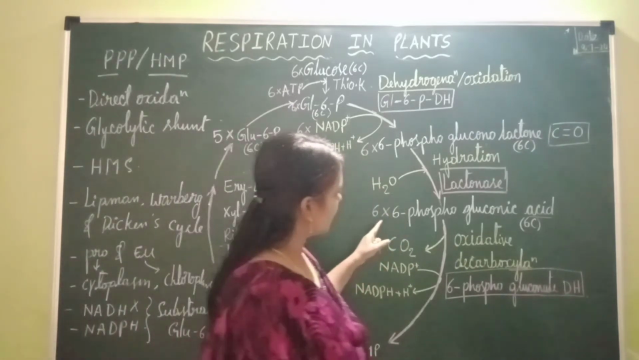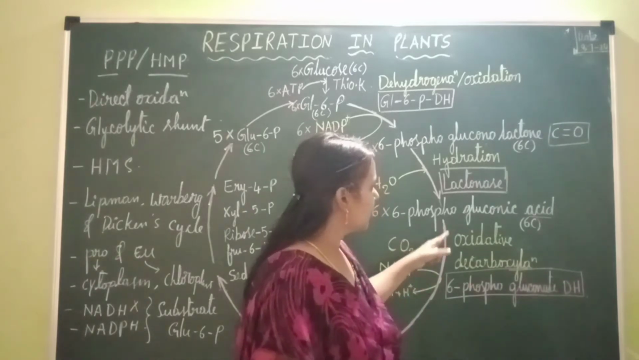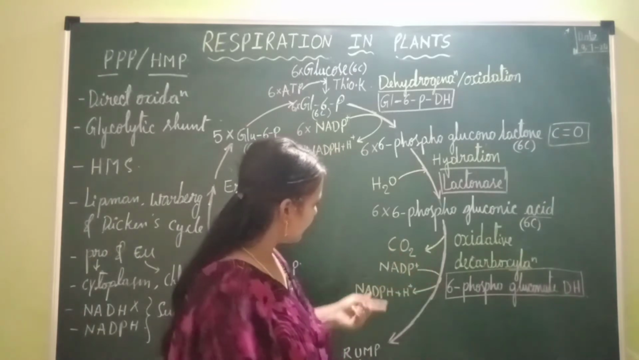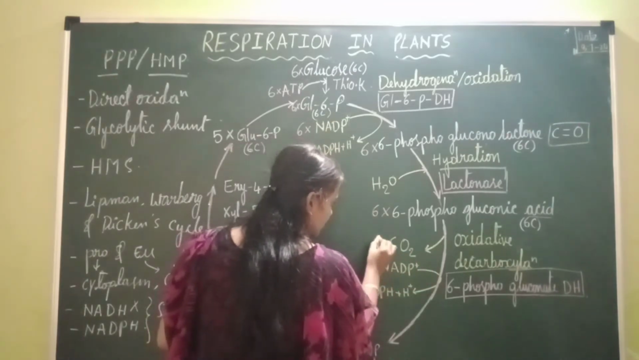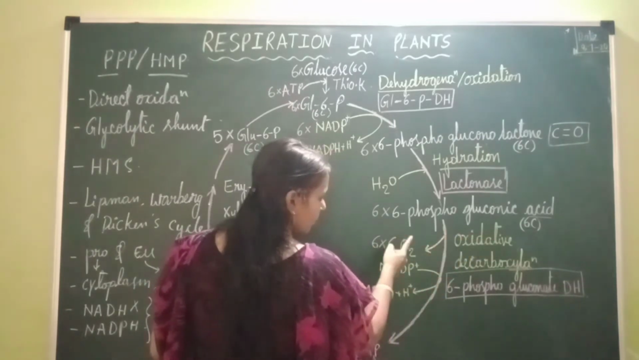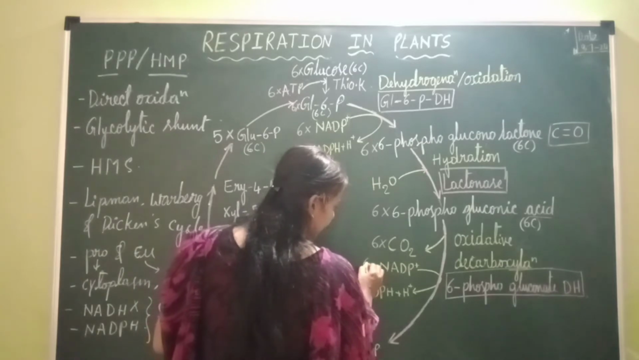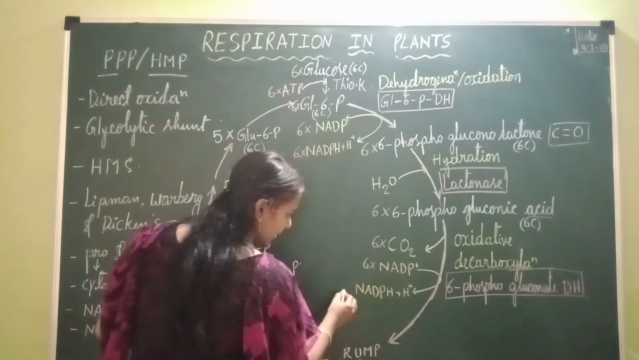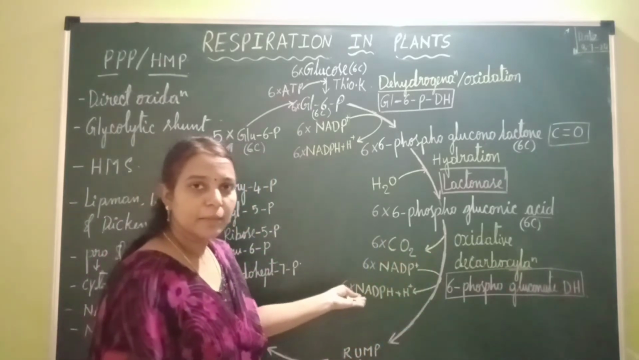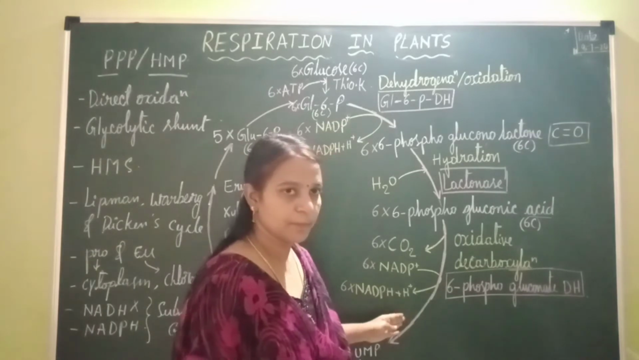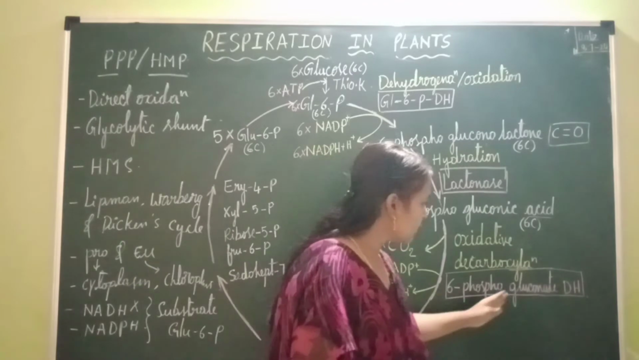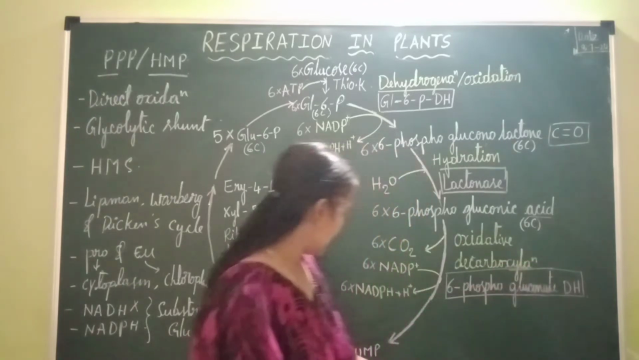Right. Now the 6 molecules of 6-phosphogluconic acid undergo oxidative decarboxylation. As decarboxylation occurs, carbon dioxide is released, 6 molecules of carbon dioxide in total, and as it undergoes oxidation, protons and electrons are released. Now these protons and electrons are picked up by NADP+, so NADP+ is reduced into NADPH plus H+. So 6 molecules of NADPH plus H+ are formed during this reaction. And this reaction, that is oxidative decarboxylation, is catalyzed by the enzyme 6-phosphogluconate dehydrogenase.